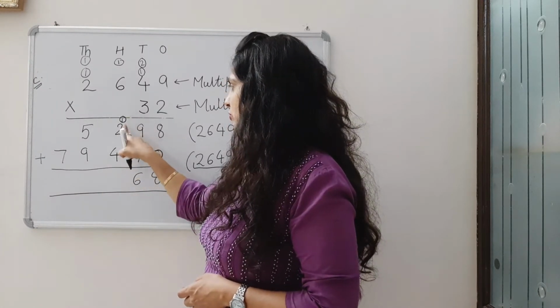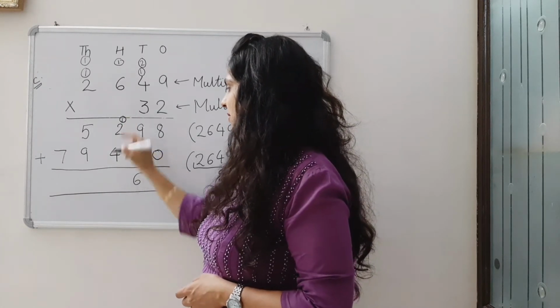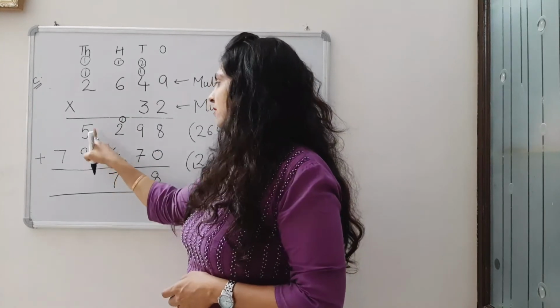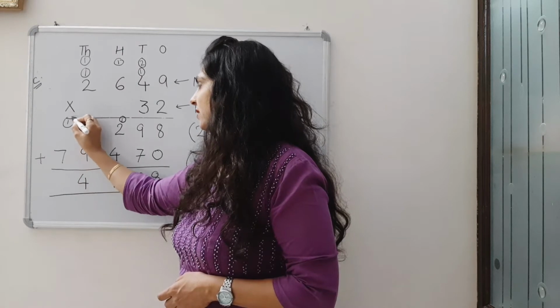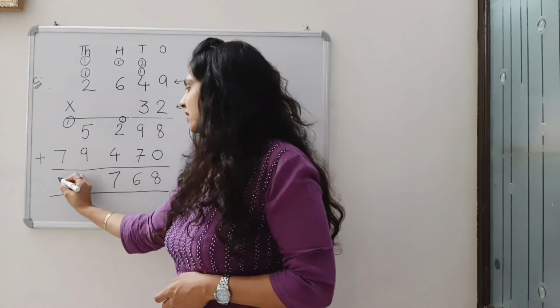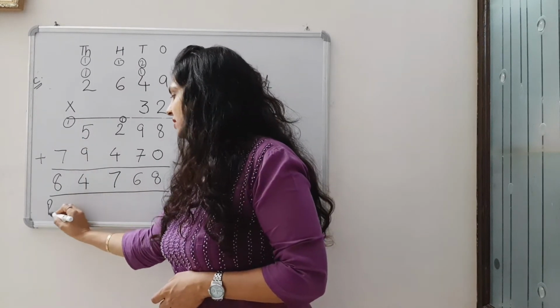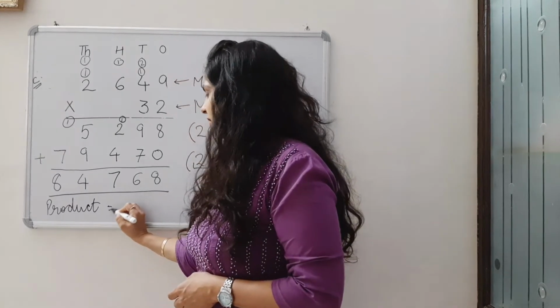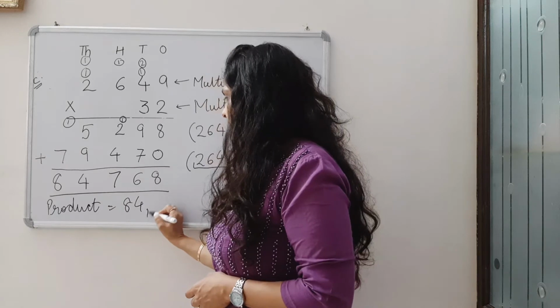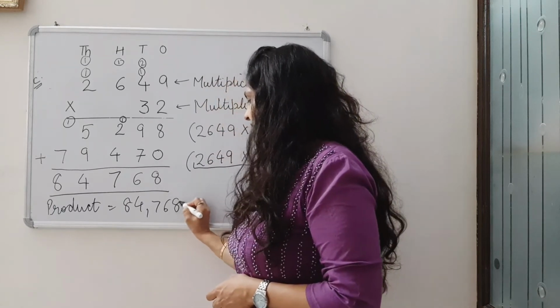Now 2 plus 4 is 6. 6 plus 1 is 7. 5 plus 9 is 14. 1 carry. 7 plus 1 is 8. So this is our final answer. Our product is 84,768.